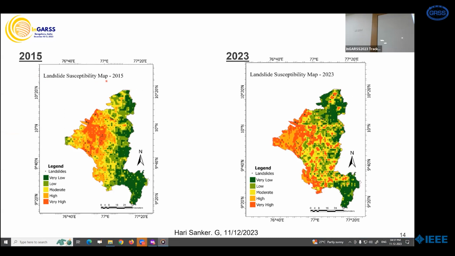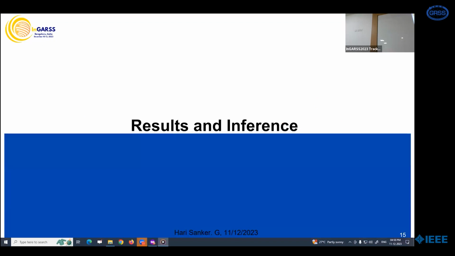These are the landslide susceptibility maps for 2015 and 2023. So there is clearly an increase in the very high susceptibility class over the time period. Most of the landslide points are falling in the very high susceptibility class, and some of them are falling in the high susceptibility class. Let's go to the research section.